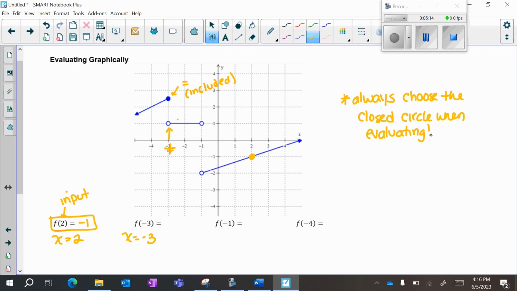So that means that f of negative 3 is equal to 2.5 because it's in between. f of negative 1, here once again I have two different pieces because this is x equals negative 1, but notice this time that they are both open circles. So because they're both open circles, there's no answer or undefined. f of negative 4 right here, that value is 2.